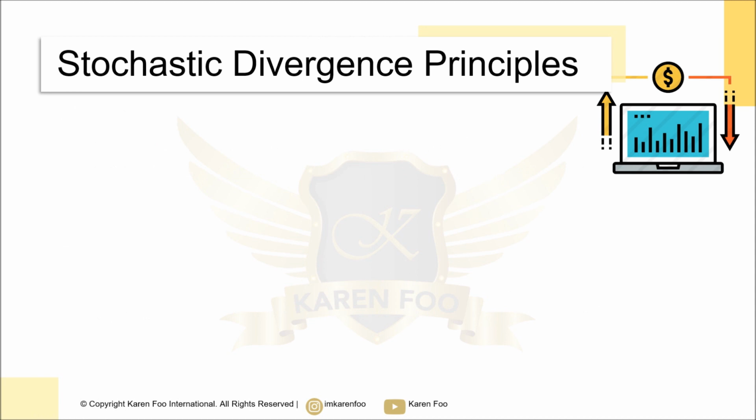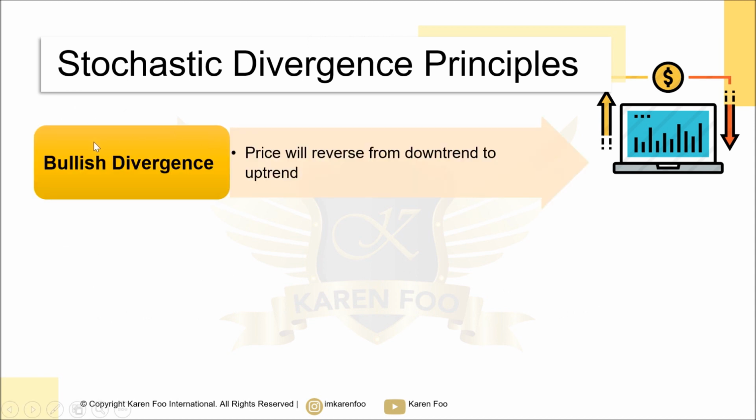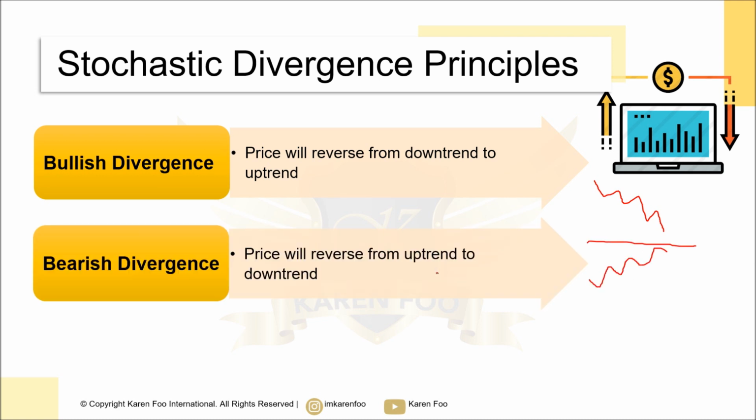Stochastic divergence principles you need to take note of. When you see a bullish divergence, price will reverse from a downtrend to uptrend. What is bullish divergence? It means that price is making lower lows, lower highs, but the momentum indicator is making higher highs, higher lows. Then bearish divergence means that the price is going to reverse from an uptrend to a downtrend.